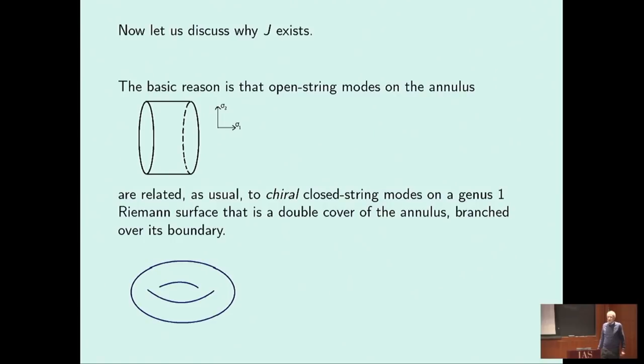Now let me explain why there's a holomorphic function j, whose values at certain points are the orbifold partition functions. The basic reason is that open string modes on the annulus are related, as usual, to chiral closed string modes on a genus 1 Riemann surface that's a double cover of the annulus branched over its boundary. So open string modes bouncing back and forth between the boundaries are the same as chiral closed string modes. You see, a massless particle bounces back and forth. It could just as well be on a circle, a massless mode that only travels to the right. In other words, a chiral closed string mode.